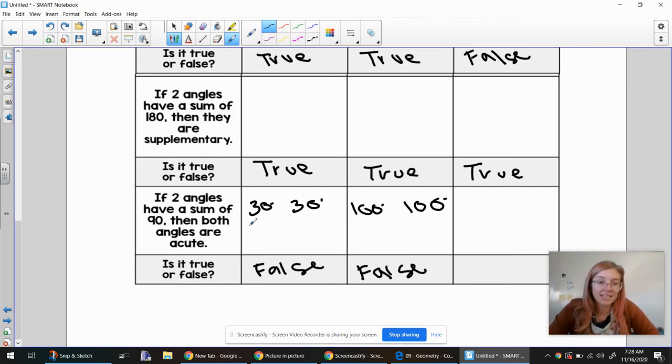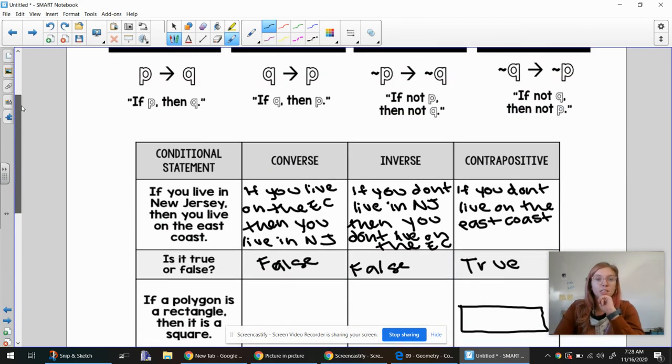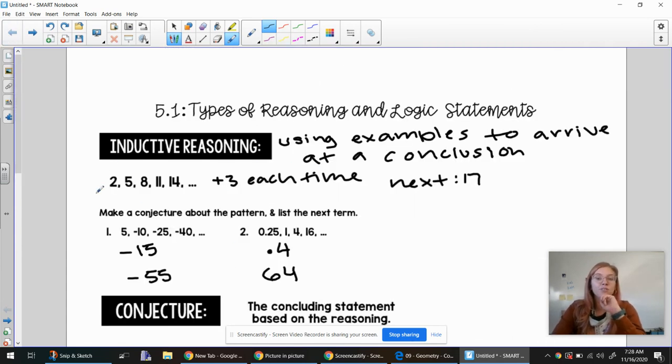Last but not least, if two angles are not acute, then two angles do not have a sum of 90. That is true, because if any of the angles is right or obtuse, they cannot add up to 90. So in this video, we talked about all the different parts of logic statements. We talked about hypotheses and conclusions. We talked about what inductive reasoning is, using examples to arrive at a specific conclusion. We made some conjectures, a concluding statement based on reasoning.